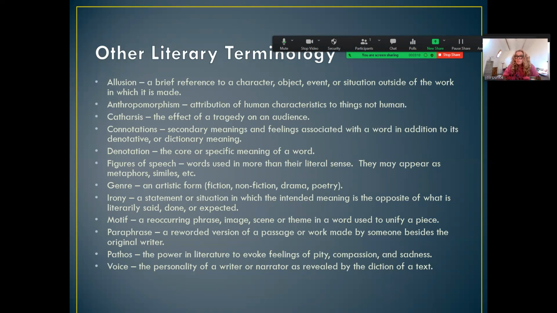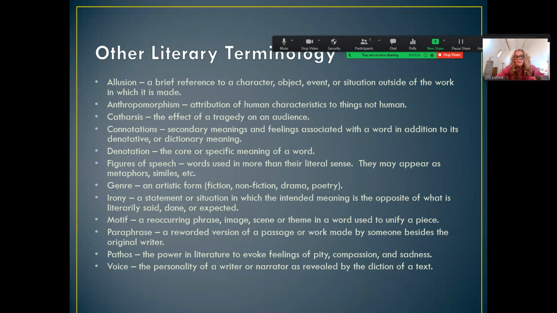Figures of speech, also something we know from poetry, right? These are words used in more than their literal sense. So metaphors, similes, etc. Genre is an artistic form. So poetry is a genre and novels are a genre. Irony is a statement or situation in which the intended meaning is the opposite of what is literally said, done, or expected. And a motif is the reoccurring phrase, image, scene, or theme in a work used to unify a piece.